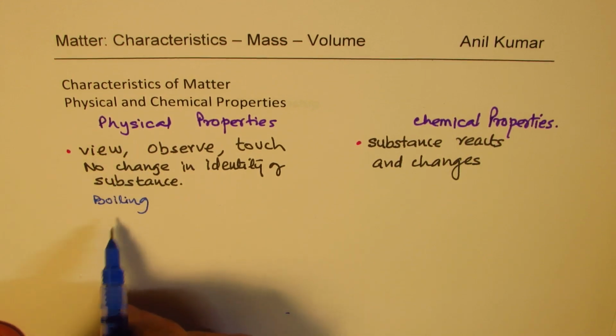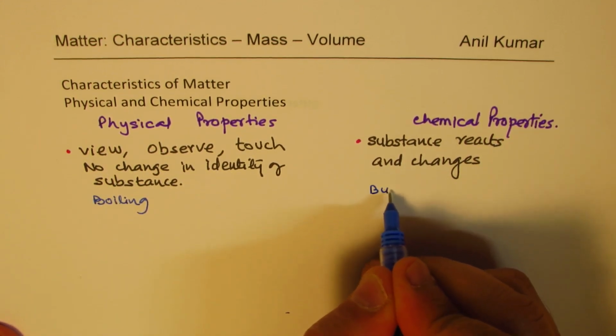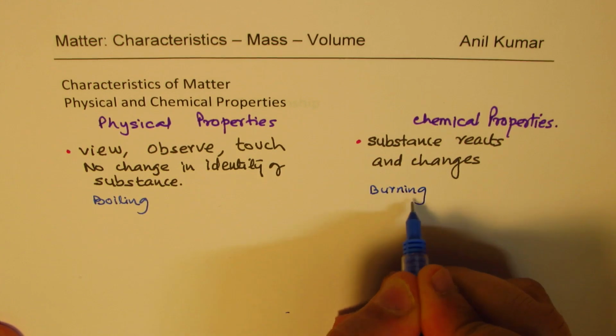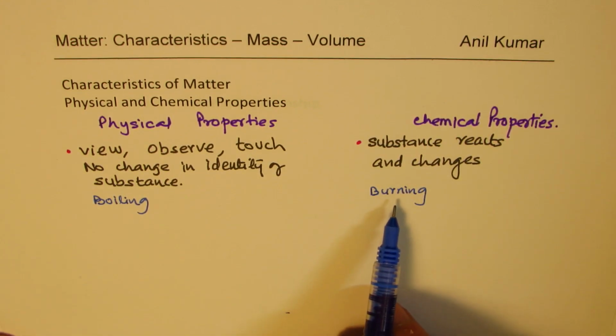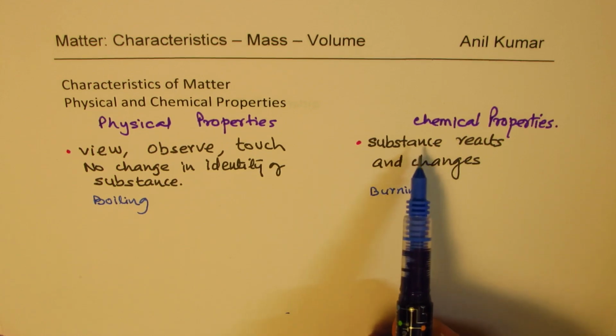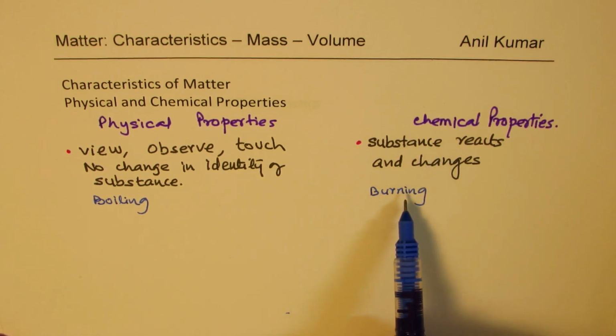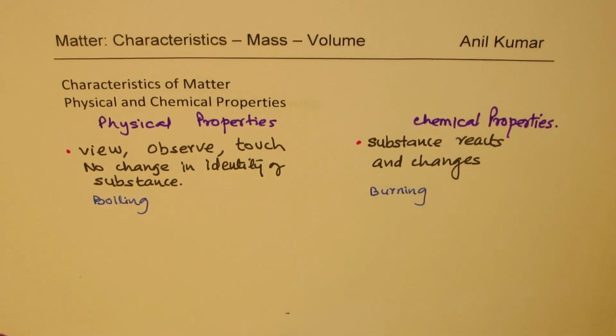That is a physical change. But if I have burning, that becomes a chemical change, right? So when we burn something, that substance changes its form, and therefore it is a chemical change, right? So that's what we mean. You understand? So let me give you some interesting examples here.